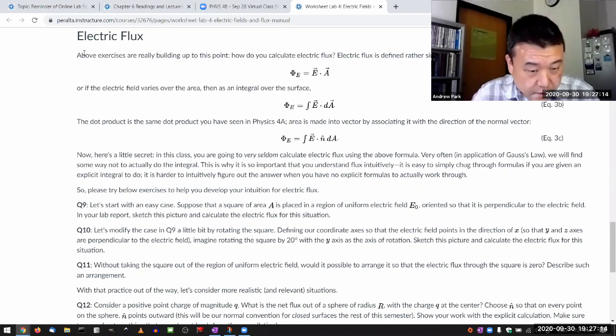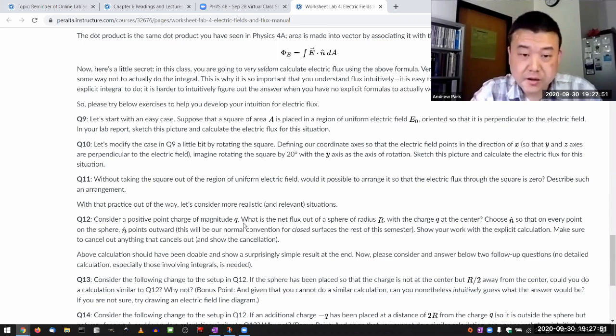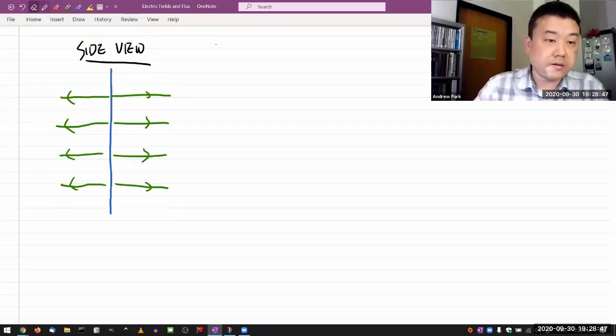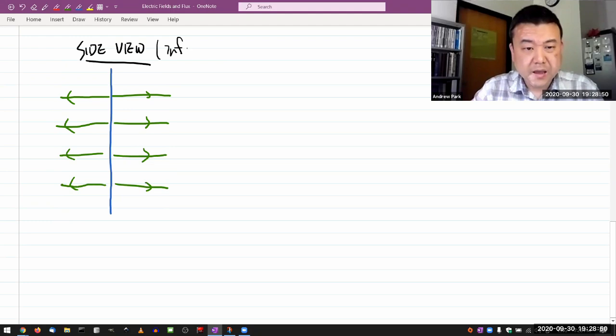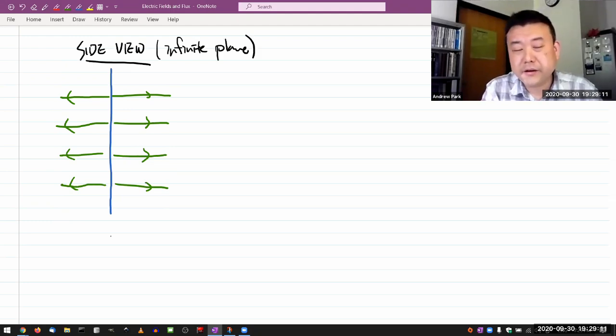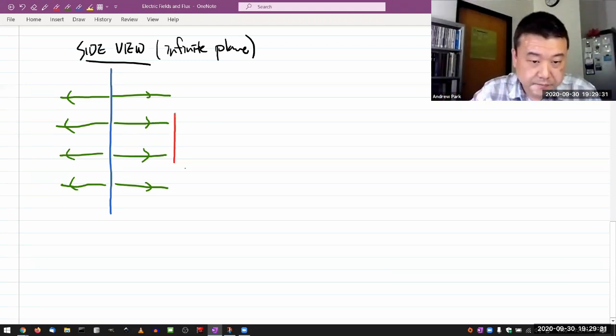Anyway, so let me read it through here. See how many of these I want to do. I think I should at least start by drawing some area in an electric field representation. So this is a side view of an infinite plane, and I want to consider an area for calculating flux out of. The simplest, easiest area is an area that's perpendicular to the field. So I can imagine a rectangular area of area A that lies here.